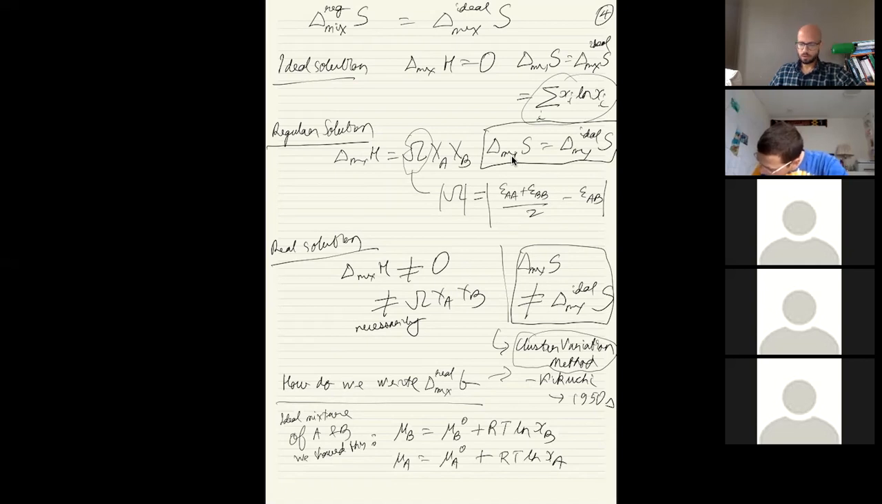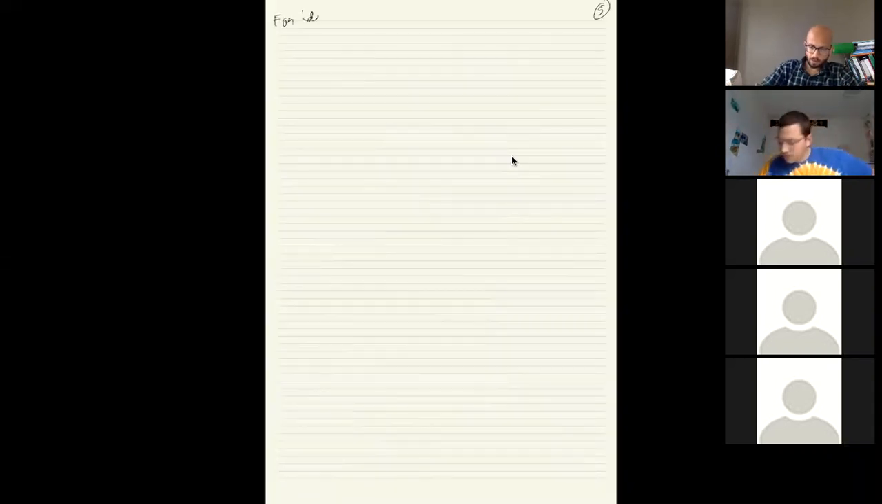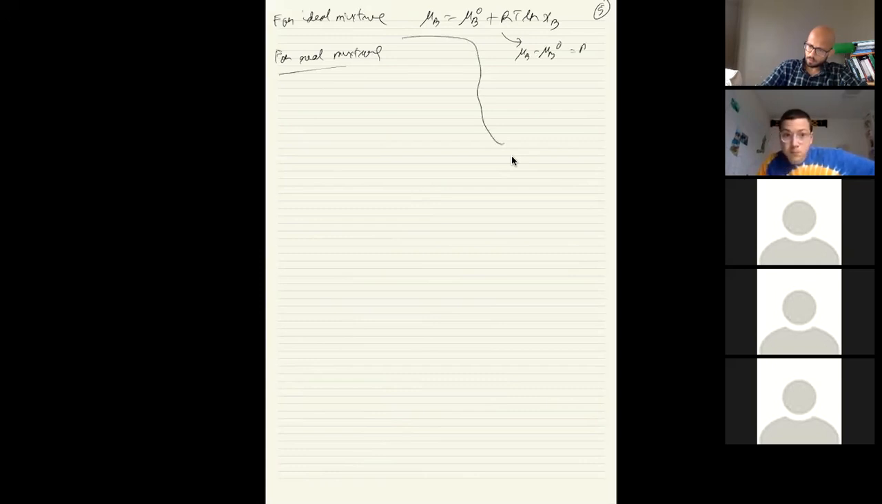For real mixtures, what do we do? We define something. So let's go to the next page because we are going to spend some time with this. For an ideal mixture, we have mu B is equal to mu B naught plus RT ln X_B. For a real mixture, this is not going to be true. So what does this mean? This means that mu B minus mu B naught is equal to RT ln X_B, or X_B is equal to e to the power (mu B minus mu B naught) by RT. So if you calculate your chemical potential, subtract out a reference value from it, divide it by RT and take its exponential, you will get the mole fraction.